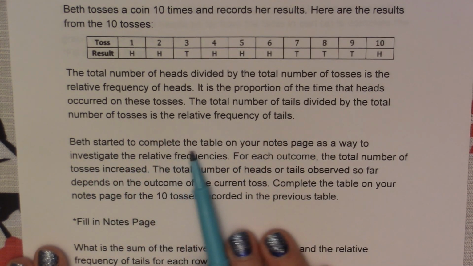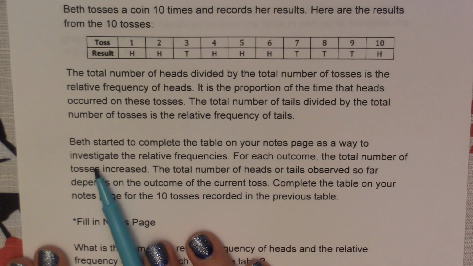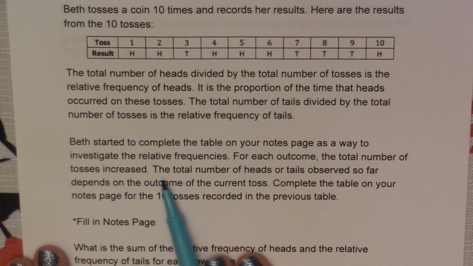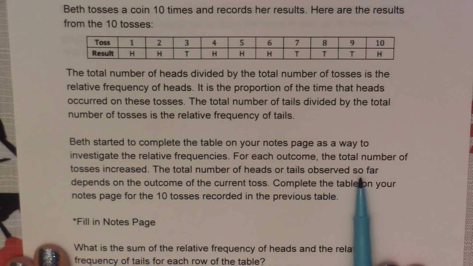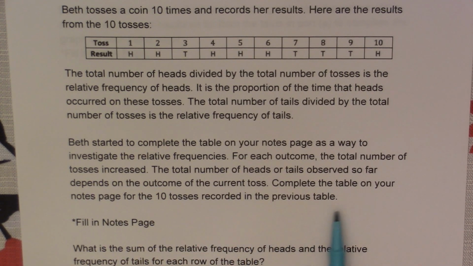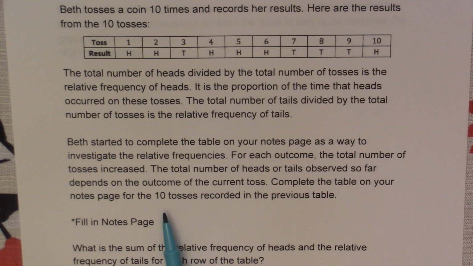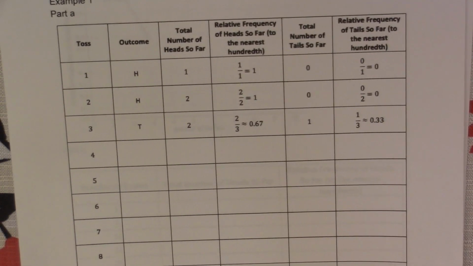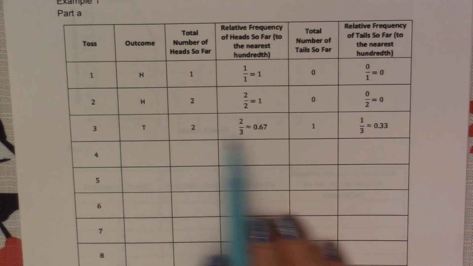Beth started to complete the table on your notes page as a way to investigate the relative frequencies. For each outcome, the total number of tosses increased. The total number of heads or tails observed so far depends on the outcome of the current toss. Complete the table on your notes page for the 10 tosses recorded in the previous table. So on your notes page, we're looking at example 1. So here's the work that Beth started with.